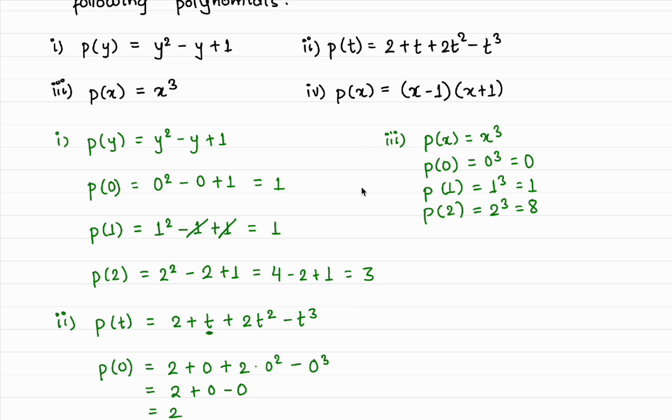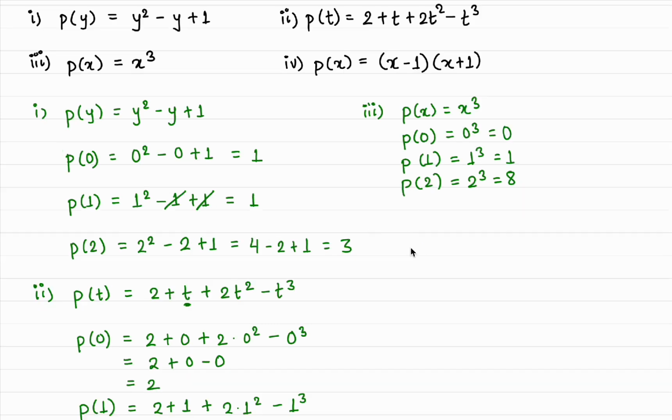Similarly, we can do the fourth question. Again, you can pause the video and try it yourself, and then you can later check the answer. So in our number 4, we have p(x) as (x minus 1) times (x plus 1). So again we need to find p(0), p(1) and p(2). So p(0) is going to be (0 minus 1) times (0 plus 1), which is equal to minus 1 times plus 1, which is equal to negative 1.